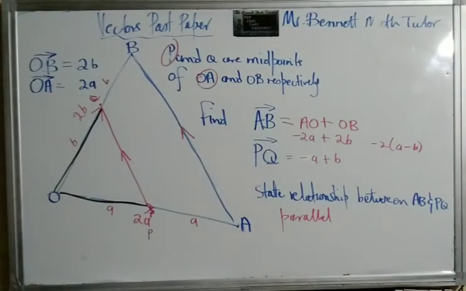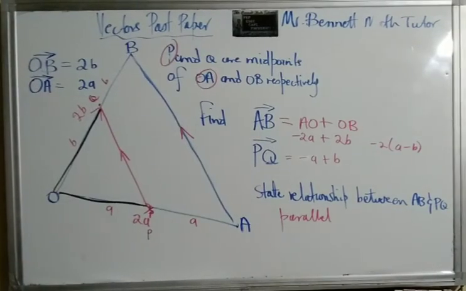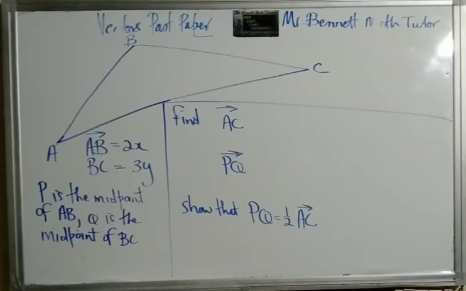Alright guys, let's do another. Alright, let us look at this one. It says that AB is equal to 2x, BC is equal to 3y, and it also gives us P is the midpoint of AB and Q is the midpoint of BC, and they ask us to find AC, PQ, and to show that PQ is equal to a half of AC.